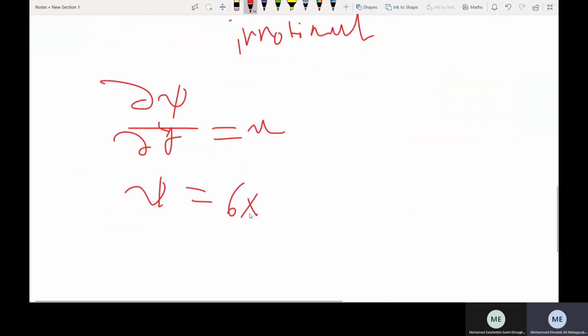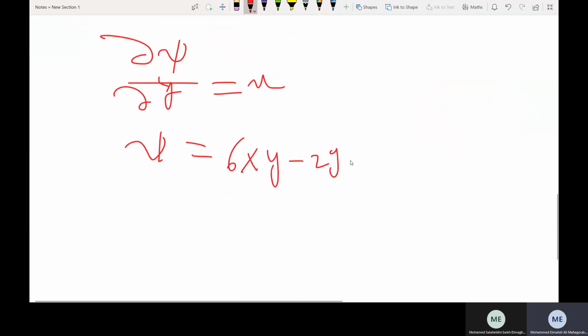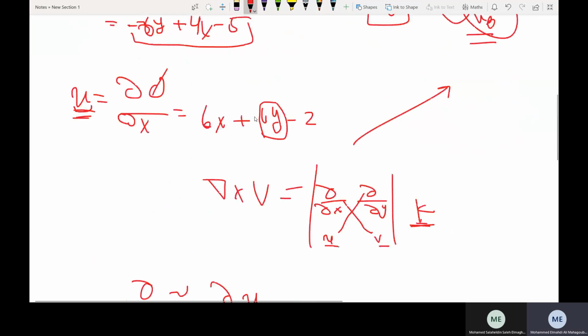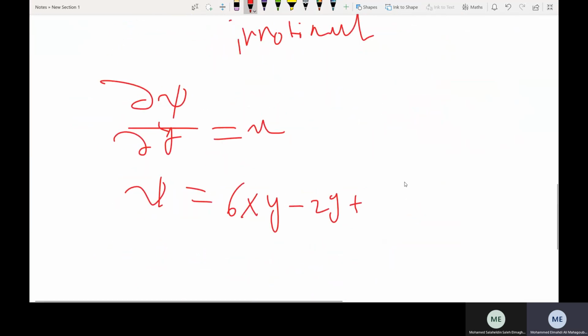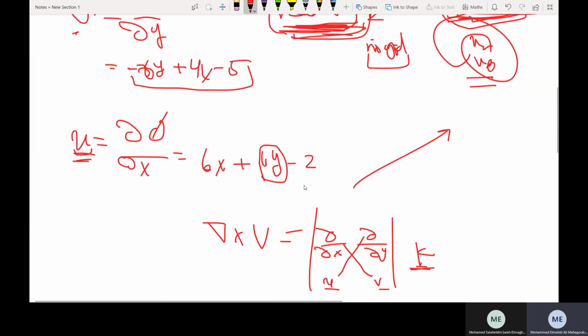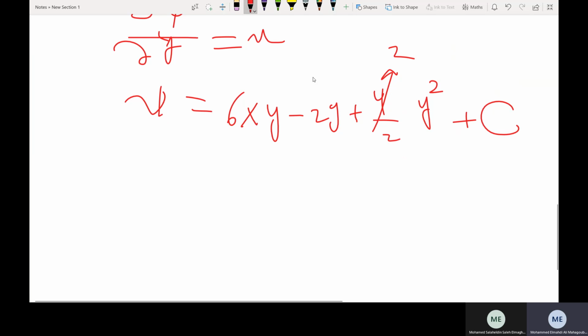It is 6y squared over 2, minus 2y. Okay, let me write it like this: 6y minus 2y, then plus what term we had here? 4y. So it is 4y squared divided by 2. 4 divided by 2 will be 2, and here we have y squared. Plus a constant. Let me write it now as a constant. And now you derive this one.